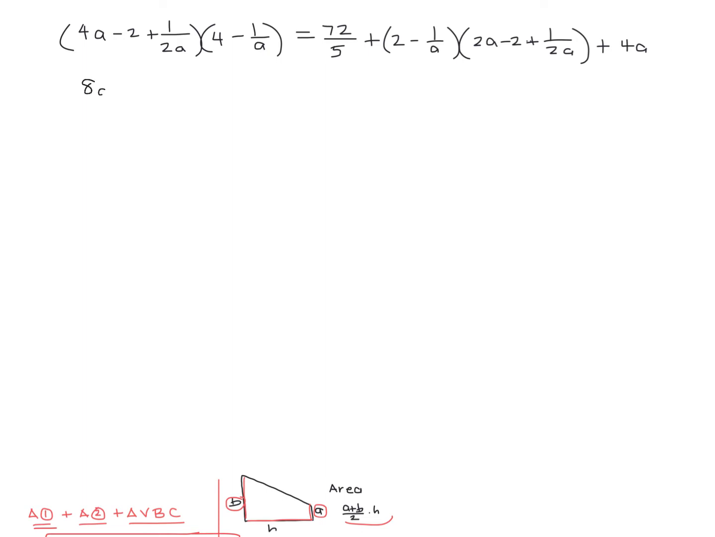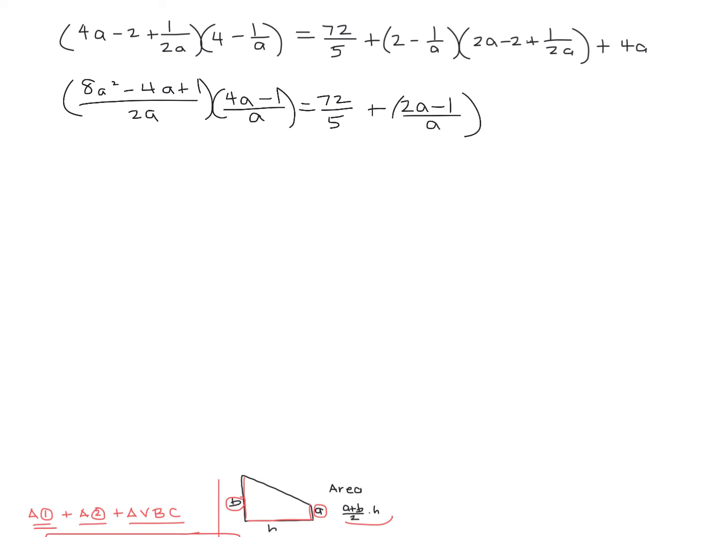So here we go. 8a squared minus 4a plus 1 all over 2a. And then this guy, 4a minus 1 over a. This is 72 over 5. Nothing changes there. This becomes 2a minus 1 over a. This one becomes 4a squared minus 4a plus 1 over 2a. And then we've got this lone 4a over here. Okay, so then just multiply all these guys out, and you're going to have to expand this.